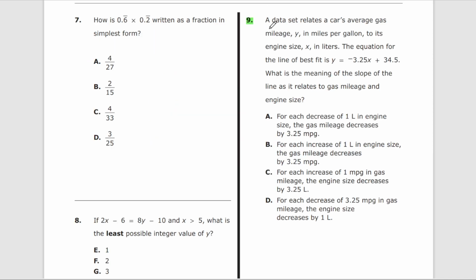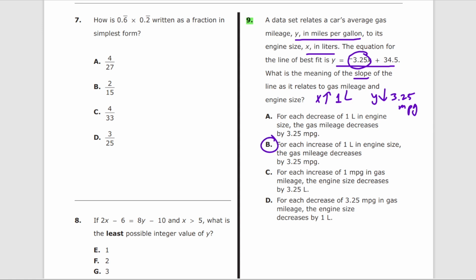Next problem, problem 9. A data set relates a car's average gas mileage y in miles per gallon, so mpg, to its engine size x in liters. The equation for the line of best fit is this. What's the meaning of the slope? So the slope is 3.25, negative 3.25. So first of all, as x is increasing by 1 liter, y has to be decreasing by 3.25 miles per gallon, mpg. And if you go through the options, B is the answer right away.